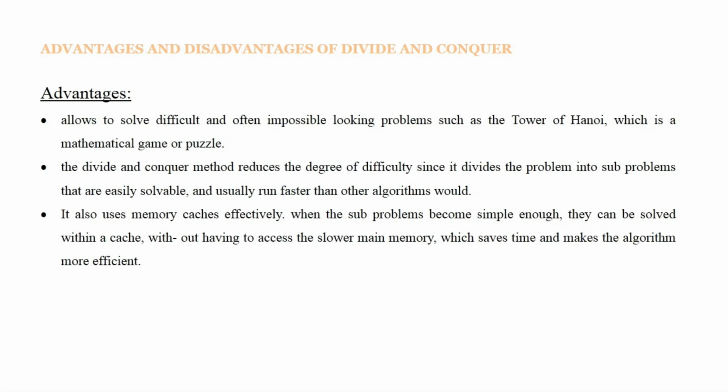So what are the advantages of the divide and conquer method? By using the divide and conquer method, those problems which are very difficult to solve, such as the Tower of Hanoi problem, we are able to solve. Why? This method reduces the degree of difficulty because it divides the problem into sub-problems which are easily solvable. Also it uses the memory cache, that is, the sub-problems become simple and you need not access the main memory, which takes more time. Hence your algorithms become more efficient.